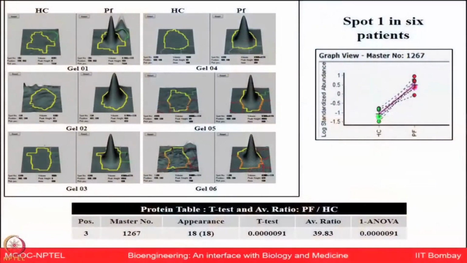And of course, then you can go back and analyze the data in more detail and look at each spot-wise what happens in the healthy individuals versus the diseased individuals. And sometimes you can see these kind of 3D spot views, which show here that some of the spots are quite highly expressed in a disease condition.